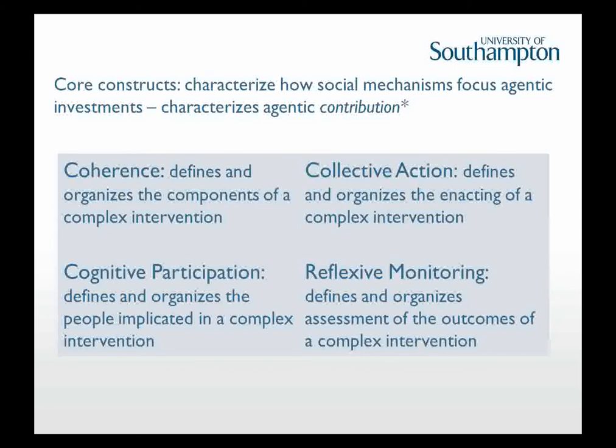Here we were developing what is effectively a theory of agentic contribution. We've already seen collective action here in the right-hand corner, but now we add to this the work of making some complex intervention coherent, mentally coherent, and culturally coherent in the groups that are likely to use it, and cognitive participation. In particular, the way that people legitimize some new classification or behavior or practice and enroll each other into operationalizing it. And then we have reflexive monitoring.